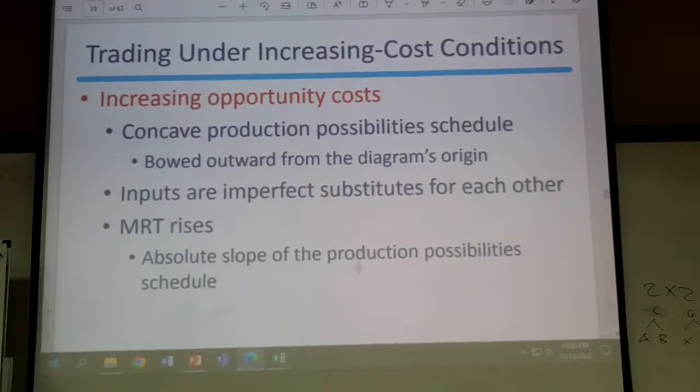So for this one, the absolute slope of the production possibilities schedule, the absolute, because it's negative. We're not interested in the negative number. The absolute is increasing.